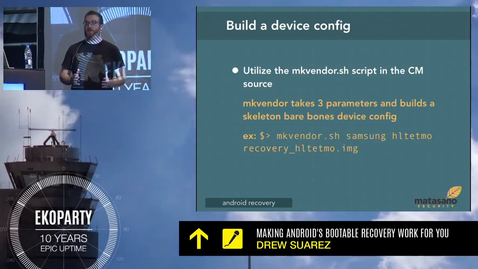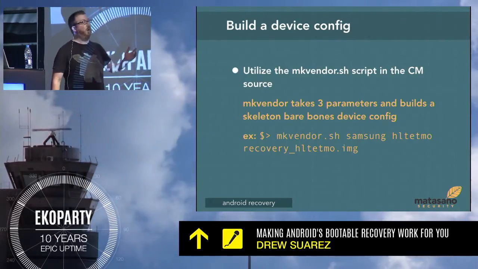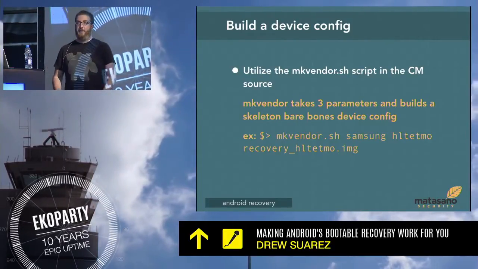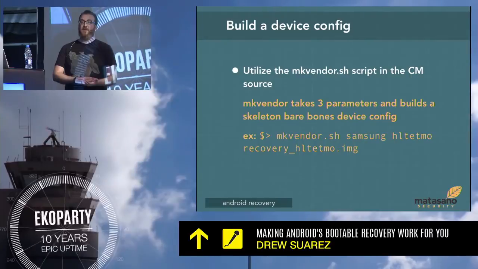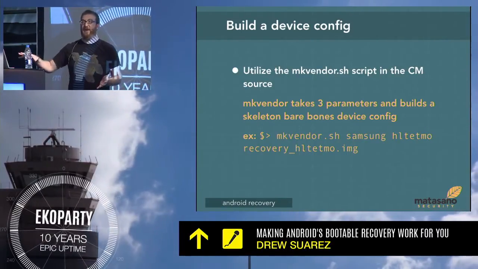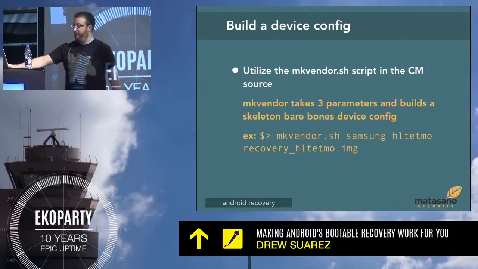We need to be consistent in how we call this. So once we figure that out, call it there. And then the last parameter is any bootable firmware from the phone. This could be the kernel. This could be a recovery. This is important to have because it takes it apart for you and makes a skeleton config.